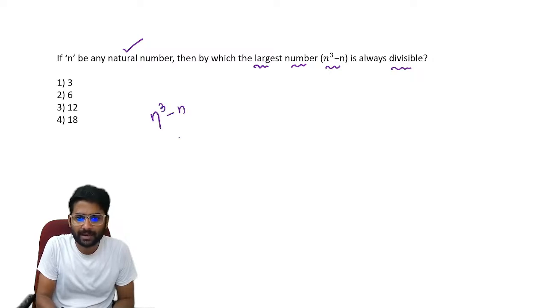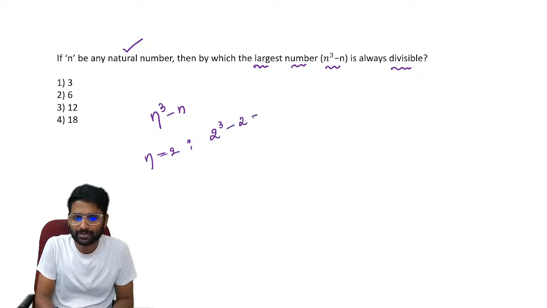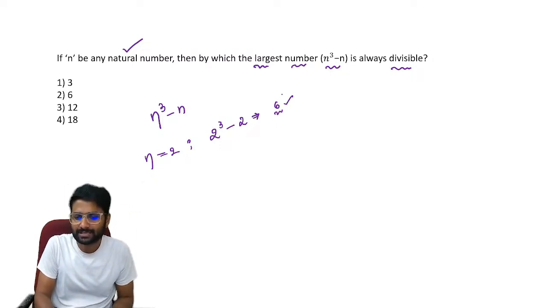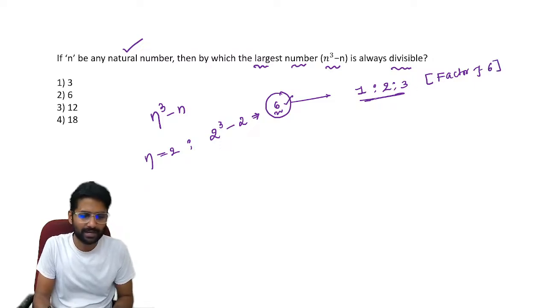N cube minus n. Let us take n is equal to 2. We can't take 1, right? Because 1 minus 1 is equal to 0. That's why if n is equal to 2, then 2 cube minus 2, the result is 6. So this is the first number. N cube minus n is always divisible by 6. Remember guys, if n cube minus n is always divisible by 6, it is always divisible by 1, 2 and 3. Why? Because 1, 2, 3 are factors of 6. But out of all those factors, we have to identify the largest one. That's why 6 is the number.